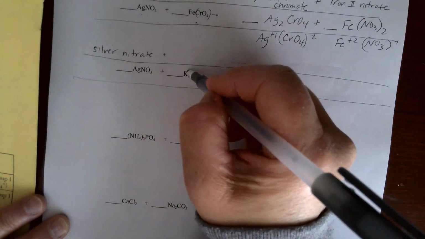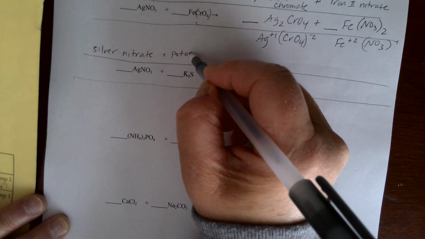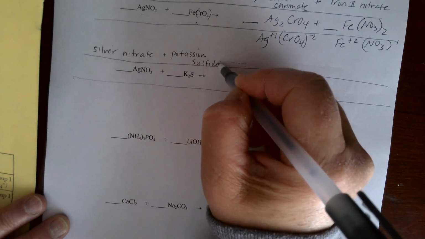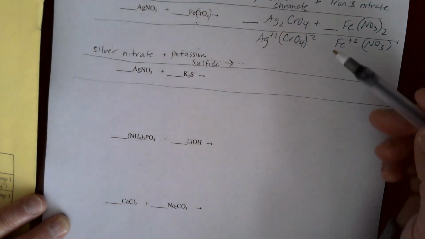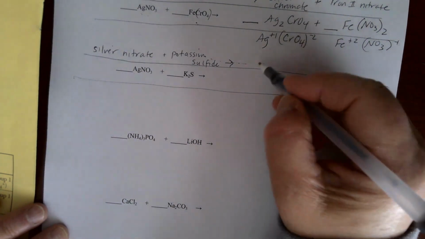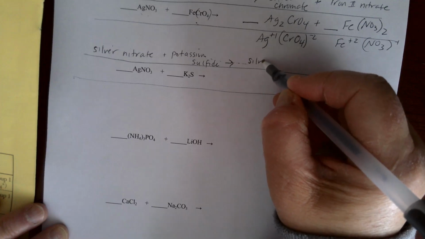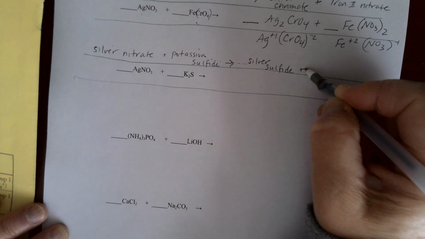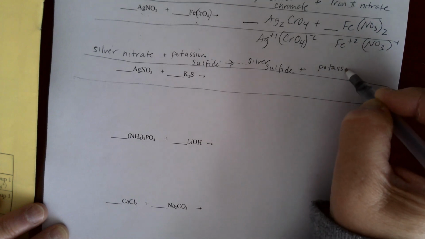Potassium. K is potassium. S all by itself is sulfide. This is potassium sulfide. Okay, let's do the name switch. We're going to end up with silver sulfide plus potassium nitrate.